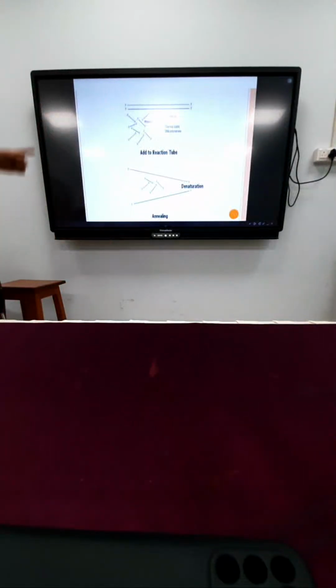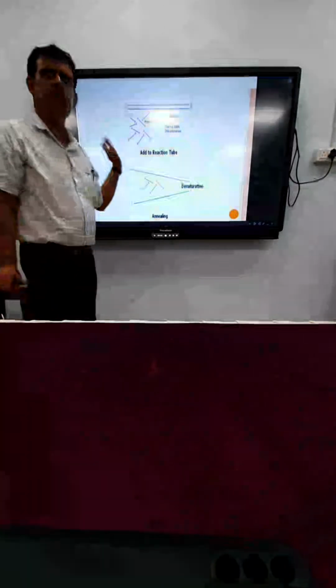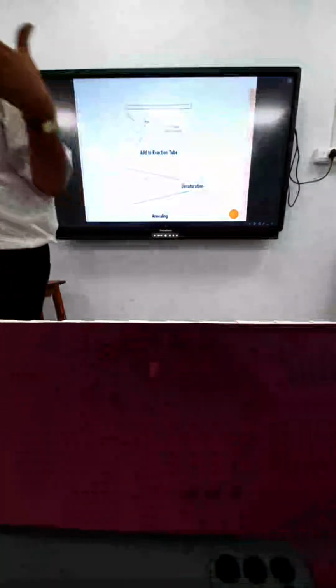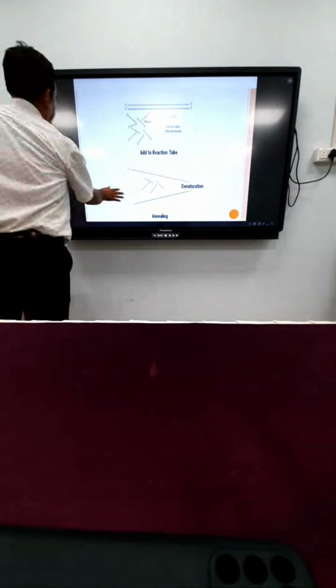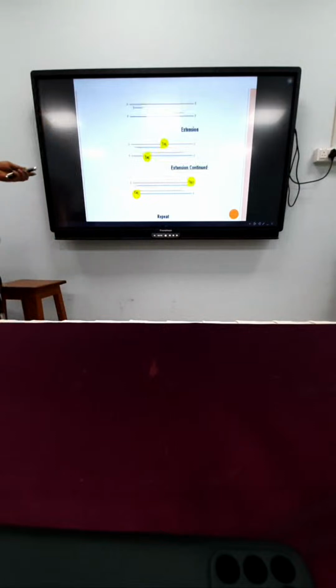Generally, these are the template strands, the two strands, added to the reaction tubes, along with all the primers and the thermostable DNA polymerase. Then denaturation will happen, and finally the strands grow in the 5' to 3' direction. This question always comes up in different examinations. Which direction? Always 5' to 3', never 3' to 5'. Okay. So DNA is synthesized 5' to 3'.